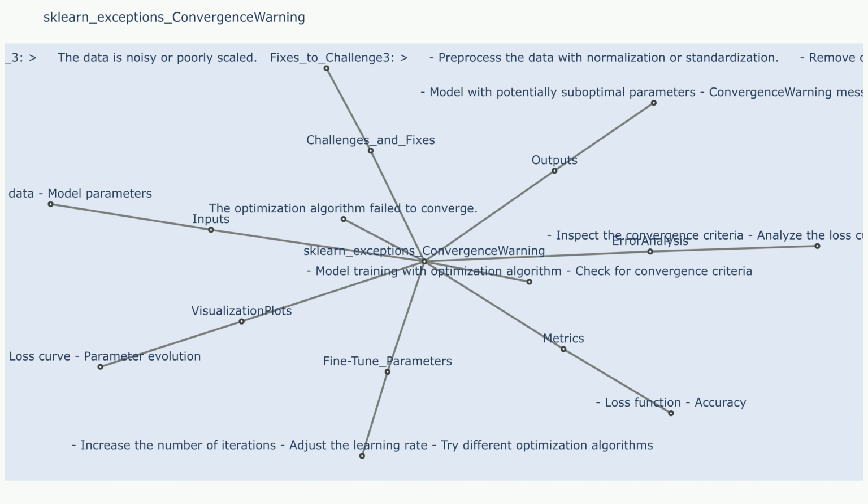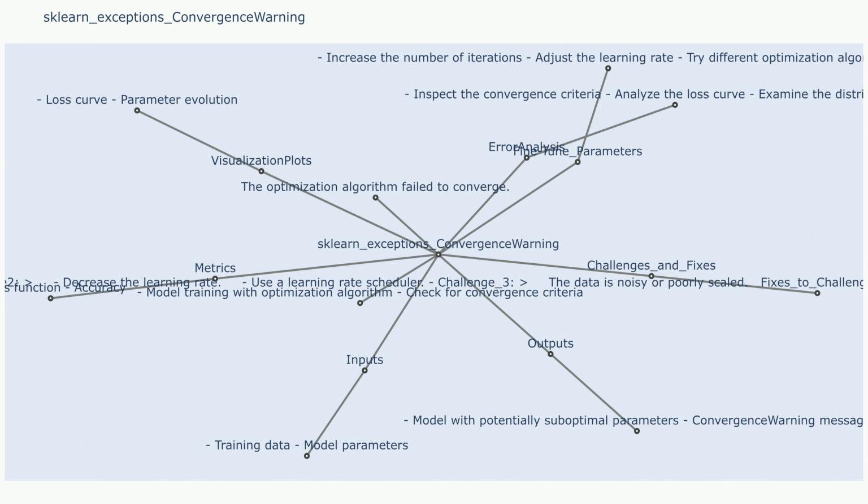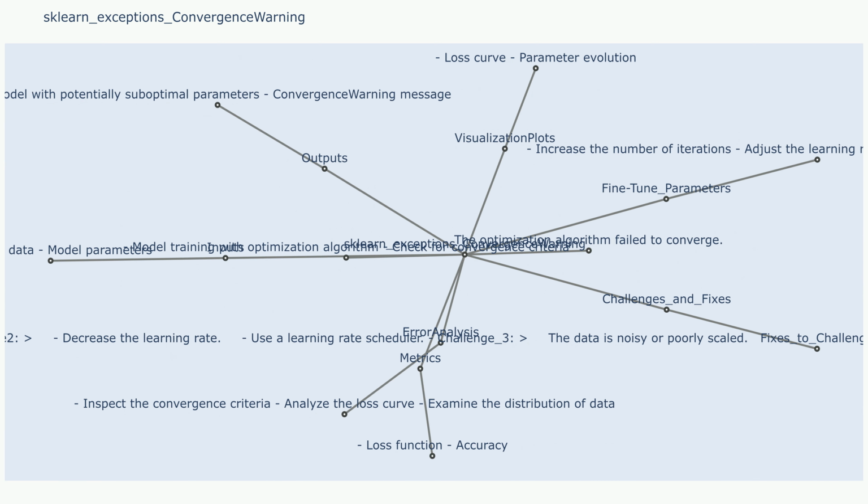Inputs. Data: the input data used for training the model. Model: the specific machine learning model being used, such as linear regression, logistic regression, or support vector machine. Hyperparameters: parameters controlling the behavior of the model and the optimization process, such as the learning rate for gradient descent or the number of iterations.